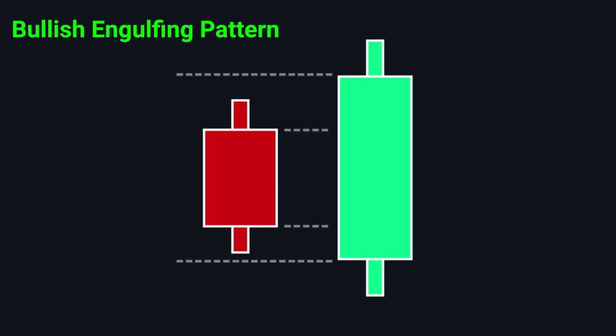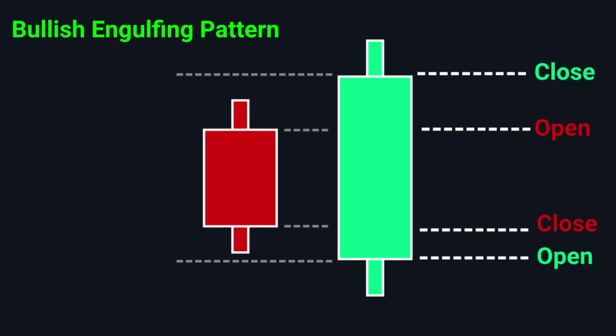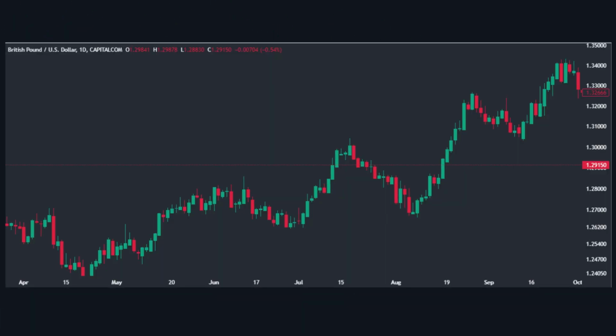The body of the green candlestick should be significantly larger than that of the red candlestick, with minimal to no overlapping shadows. Additionally, the green candlestick must open lower than the close of the previous candlestick and close higher than the high of that candlestick. This pattern indicates that buyers have gained control, suggesting that the price is likely to rise.